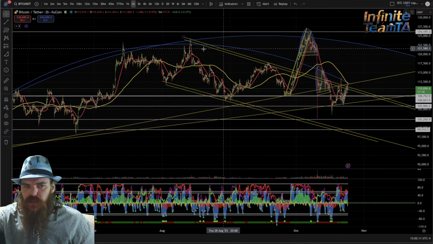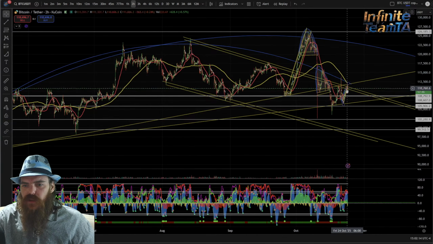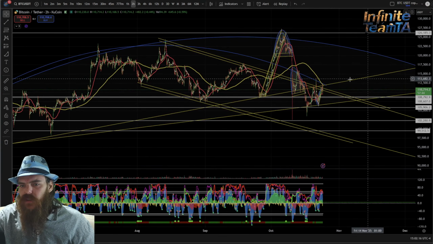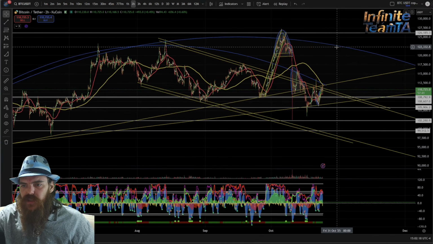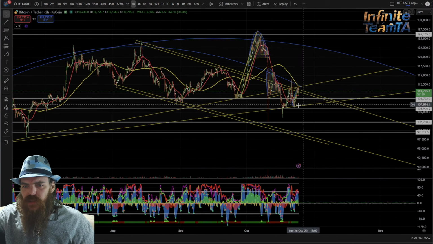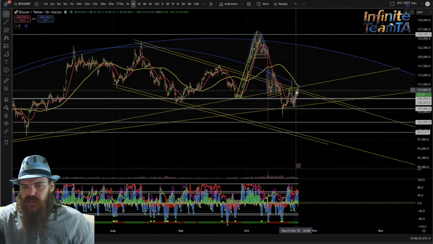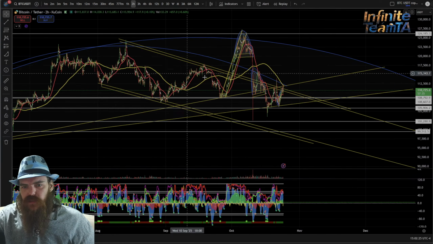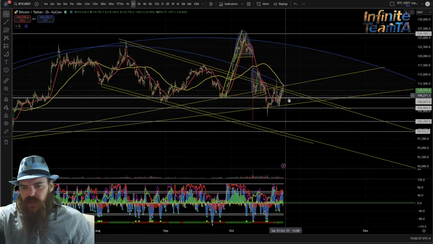Okay, we have this bigger curve. And if we do all that, that will go into what we talked about last video about us getting up to these levels again. If we're going to get rejected here, we're looking at this falling wedge pattern. We're looking at coming down and pulling back to these levels. So right now we're watching that.